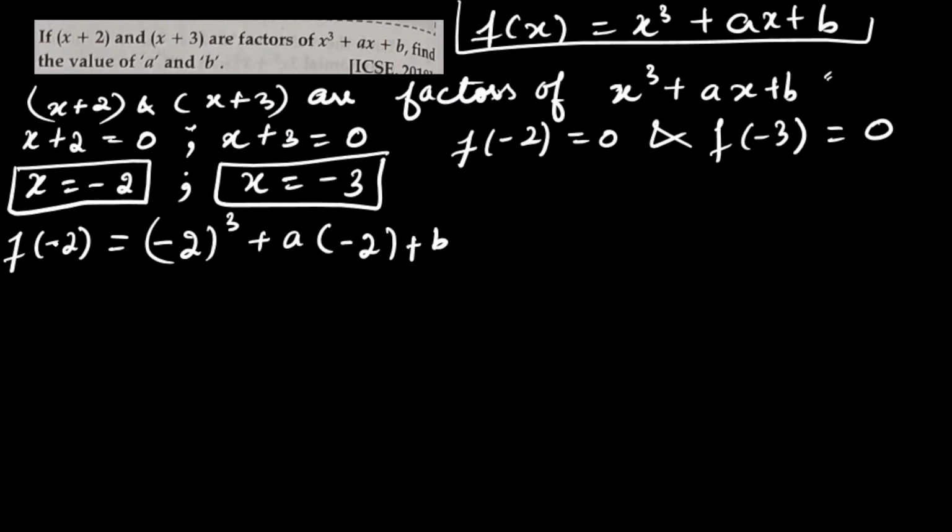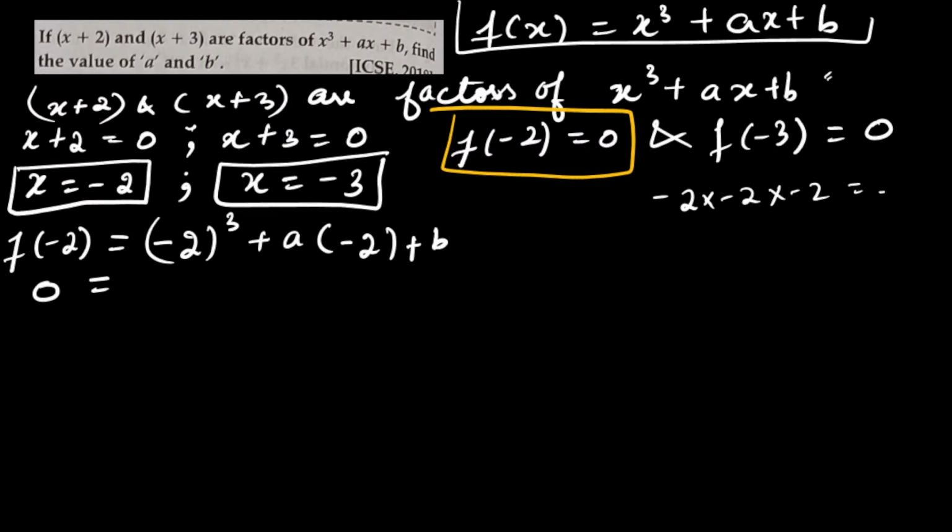Now I know here what is the value of f of -2. I have written its value is 0, because the remainder will be 0 whenever we are dividing the given polynomial with its factor. So here I am just writing 0. Cube of a negative is always negative. So -2 into -2 into -2 when we multiply, we'll get -8 as the answer. -8 minus a into 2 is -2a, plus b.